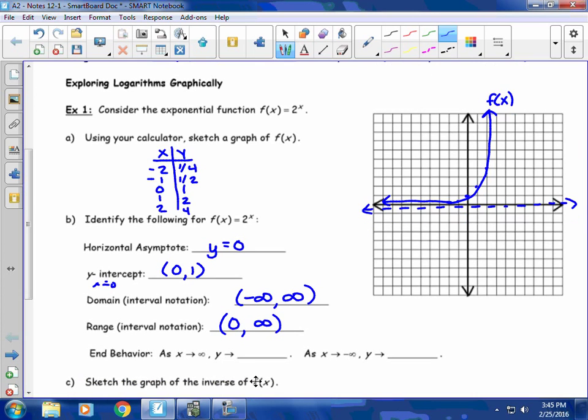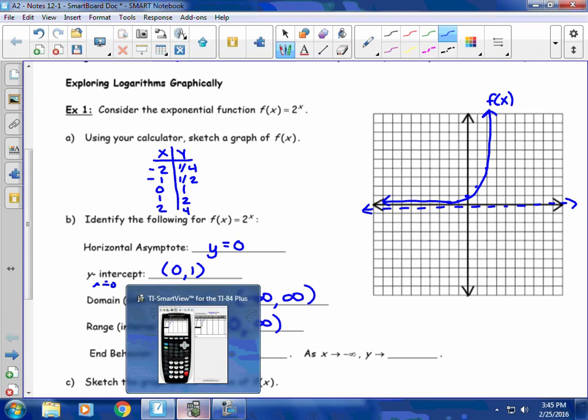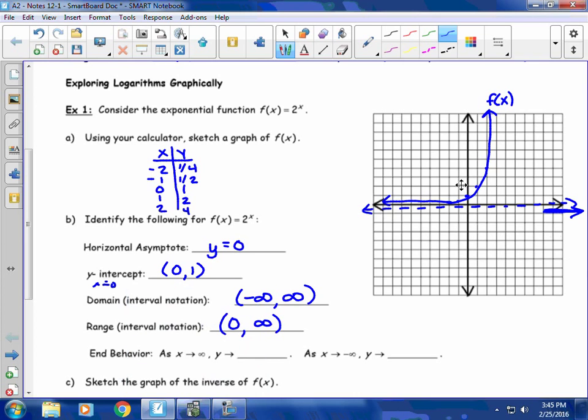End behavior, you've seen this before too. As x goes to infinity, so here are my x values, as they're going to infinity out this way, what's happening to the y values? They're also going to infinity. Okay, how about as x goes to negative infinity? As x gets this way, what's happening to these y values? They're not going to negative infinity because they're not down here or anything like that. They are approaching the line y equals 0.